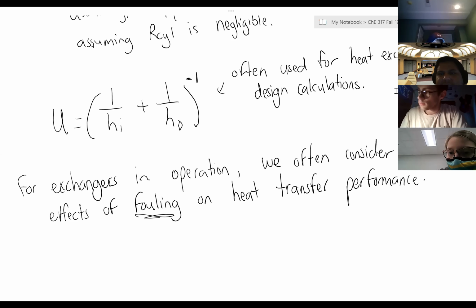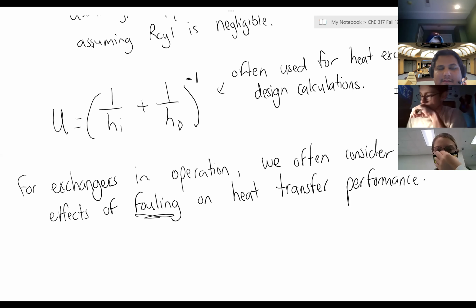So what do you think I mean by fouling when it comes to this heat exchanger? Like that could be tube plugging, stuff like that. I heard two people. I heard tube plugging. What was the other thing I heard? Like build up around your pipe walls and stuff.